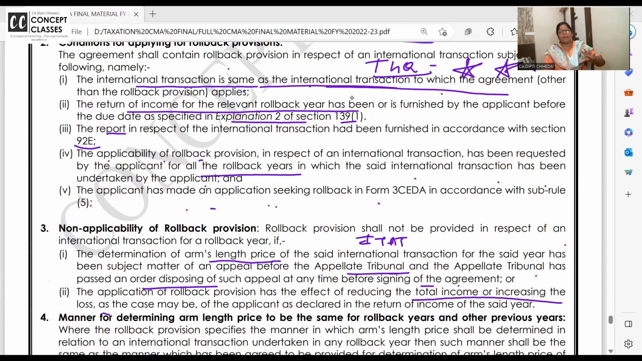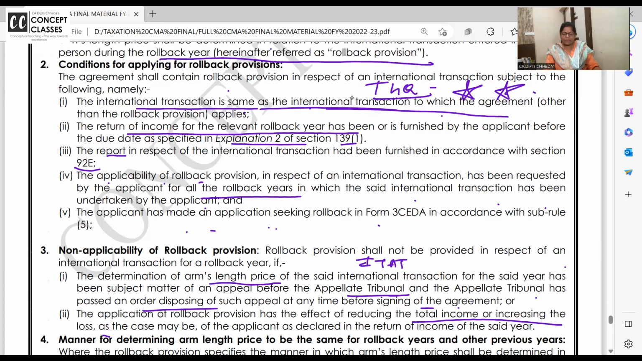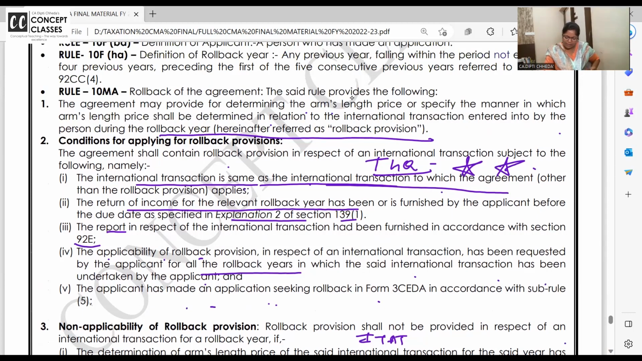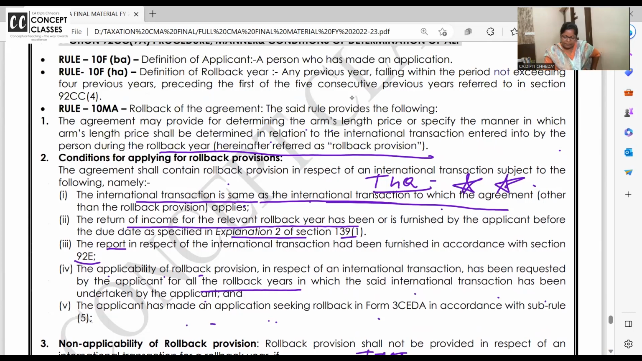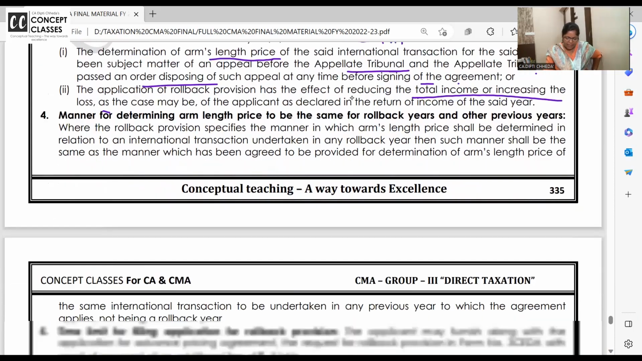You need more example or clear? You can go for rollback, provided it's an international transaction, and return of income for those years is furnished. Report furnished किया है. You can go for 4 years. Okay? Right. 4 years क्यों यहाँ लिखा नहीं है? But for sure it is for 4 years. And you have to make application with the APA only.